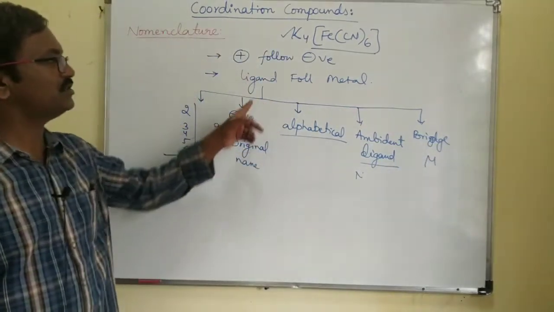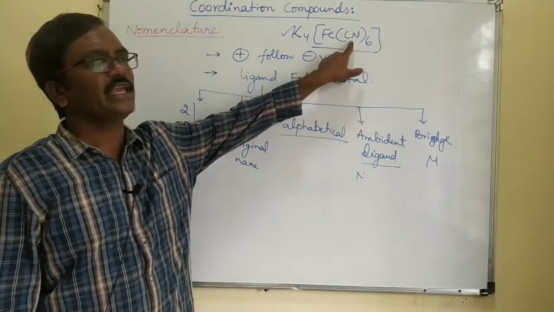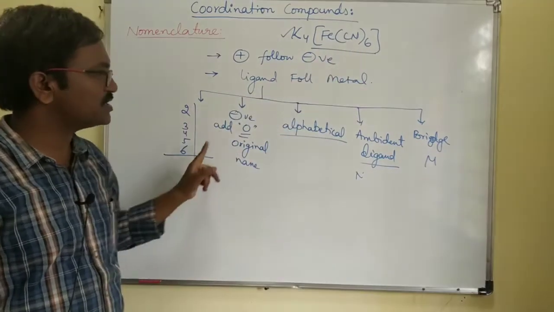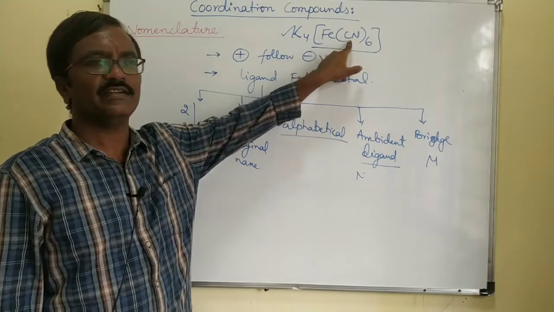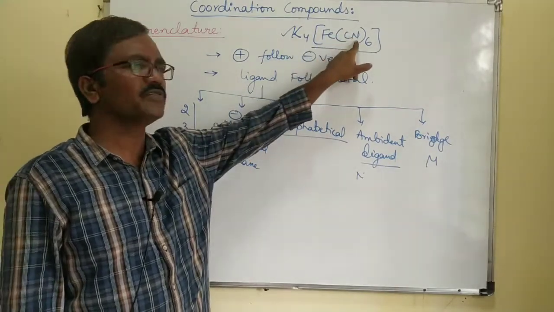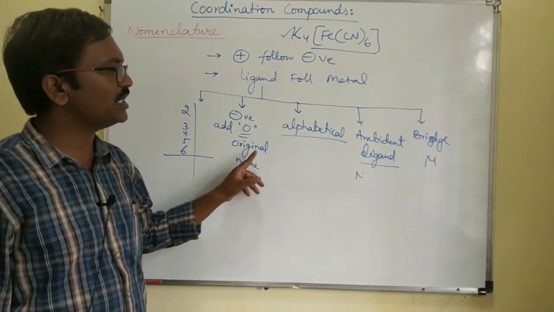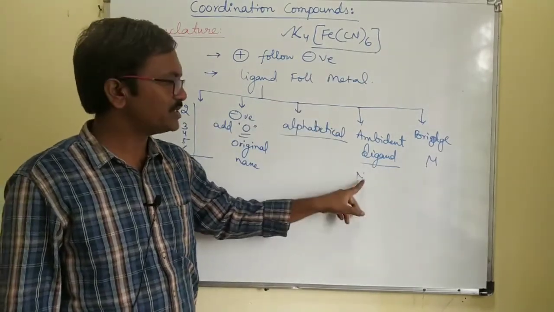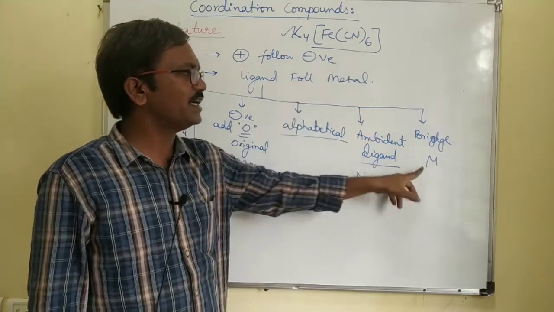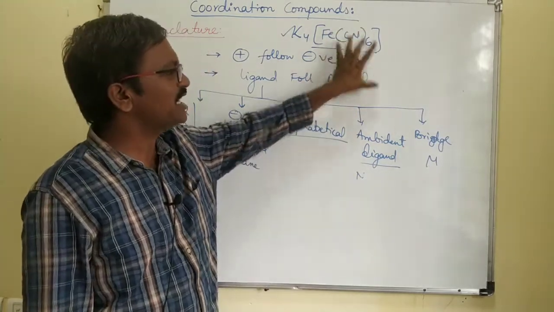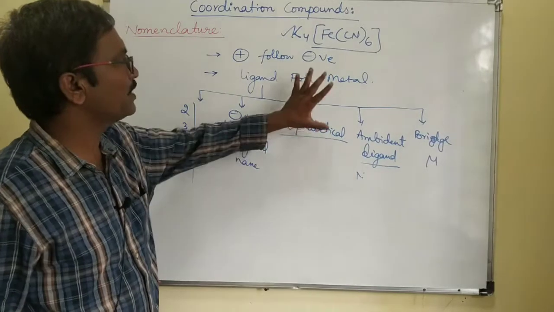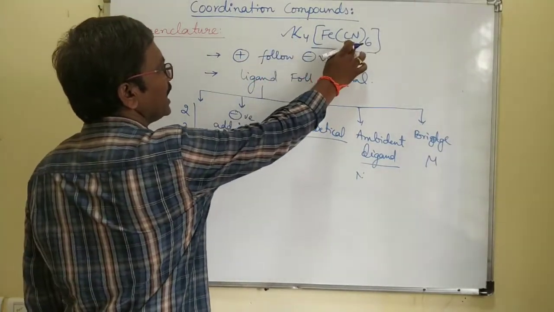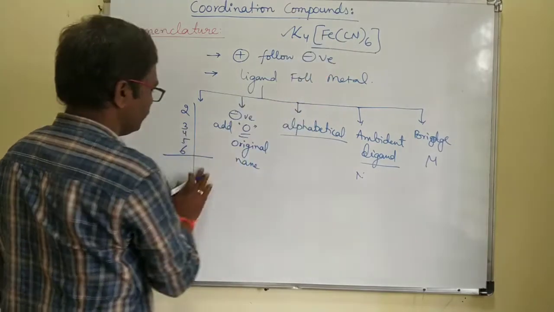These are related to ligands. Follow alphabetical order. If there is more than one, use the prefixes. If the ligand is negative, add O. If neutral, write the original name. If ambidentate, write which atom is donating. If bridged, add mu. This is all related to ligands. Clear? Slowly we are coming, this one followed by ligand, then we come to the metal atom.